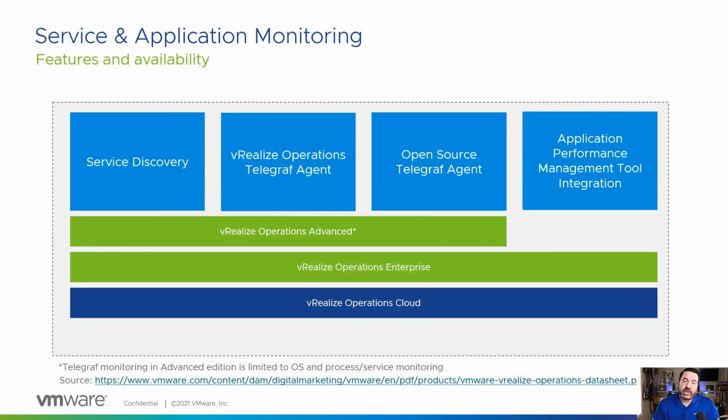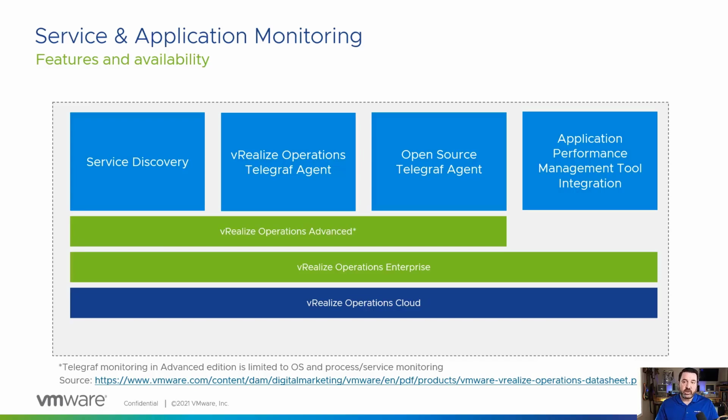Now, that asterisk that I was talking about before with the vRealize Operations Telegraf agent and frankly the open source Telegraf agent, we do support OS level monitoring. So if you're going to use the vRealize Operations Telegraf agent or open source Telegraf agent for monitoring those OS level metrics, and you have vRealize Operations Advanced, then you are entitled to install those agents. Now, once you start monitoring applications, that's where you need vRealize Operations Enterprise level licensing or vRealize Operations Cloud.